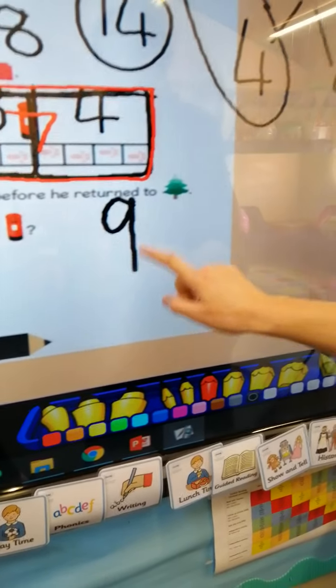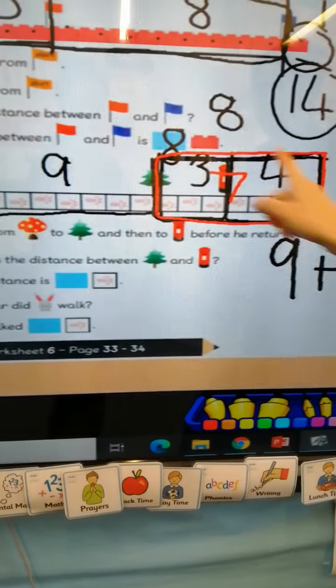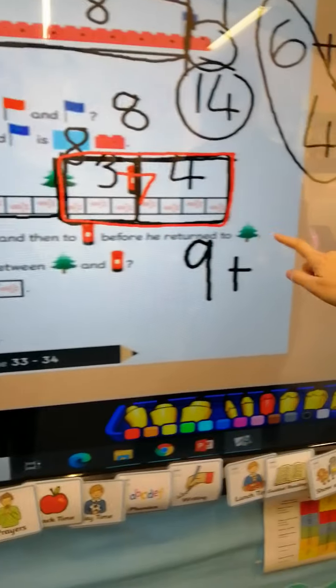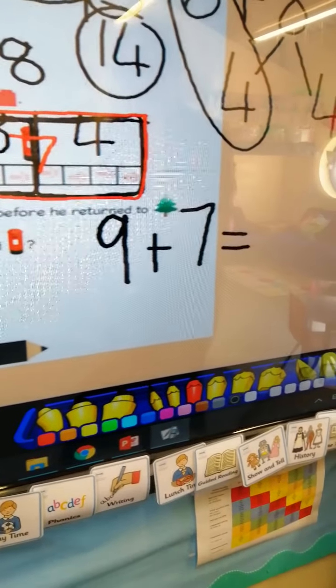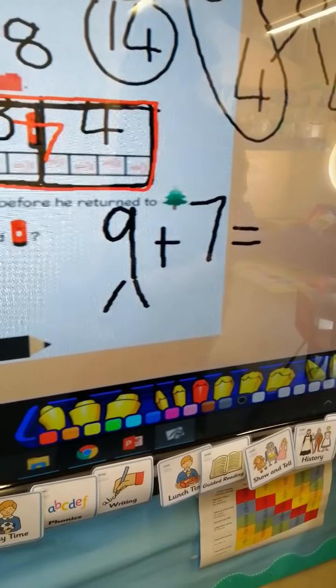So we've got 9, which represents this part. And we've put these 2 parts together. We've used our near double strategy to work out that those 2 parts make 7, 9 and 7. Now, I'm going to partition the number 9. We did this quite a few weeks ago, a long time before Christmas.